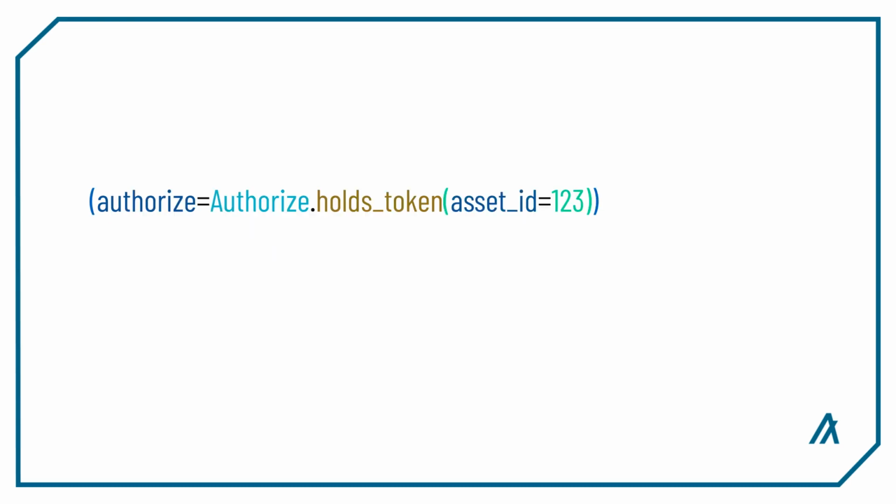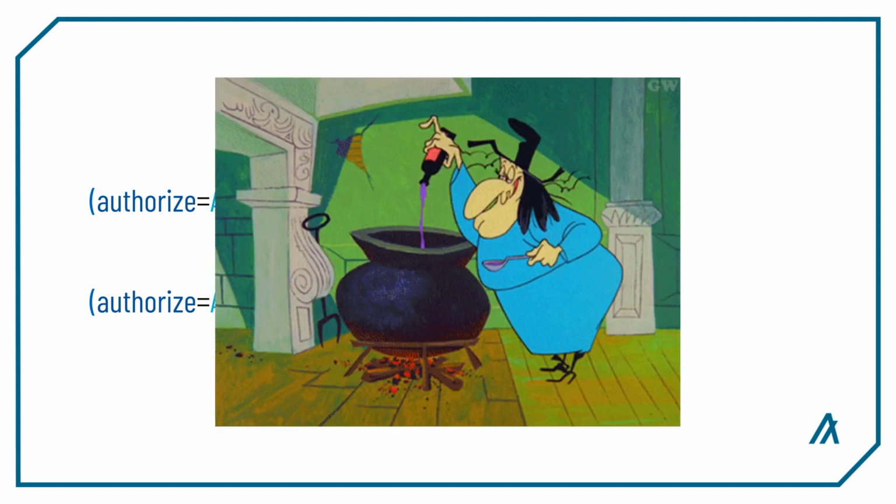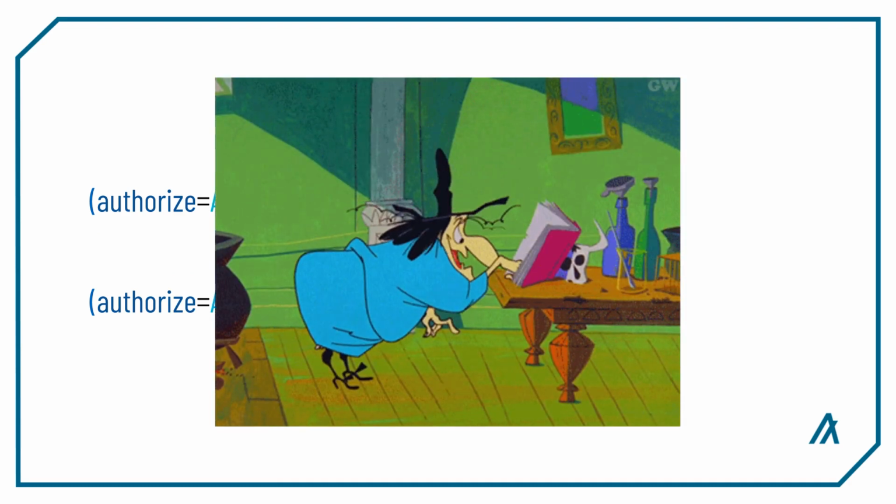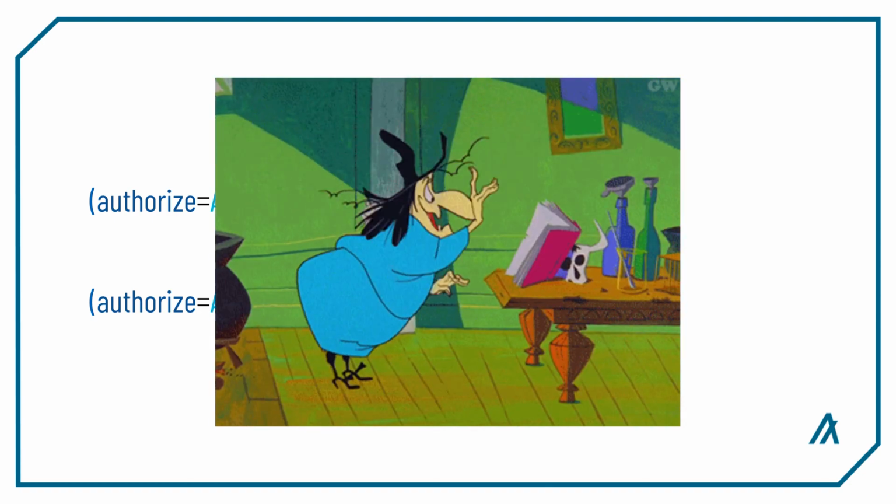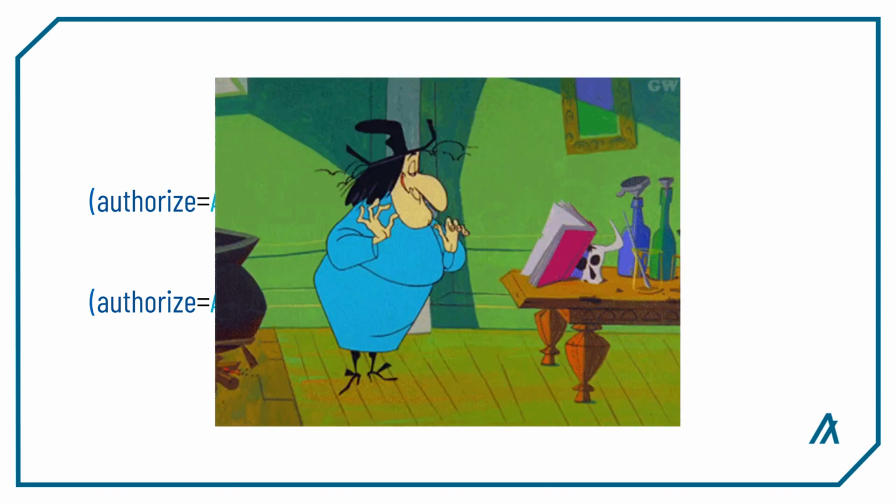You can also require the transaction sender to hold certain assets or require them to have opted into the smart contract to call the method. If you want to define your own custom authorization logic, you can do that as well. For more information and examples, check out the Beaker documentation. The link is in the description.